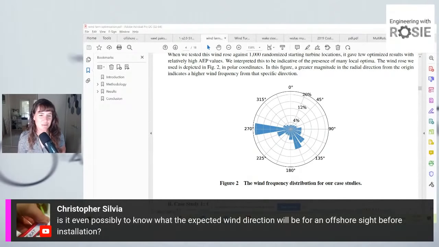Your second question, is it possible to know the expected wind direction? They take a lot of measurements. Wind farms are just so incredibly expensive, so they will usually spend several years measuring the wind in the resource that they want. There's also general data available, wind maps.